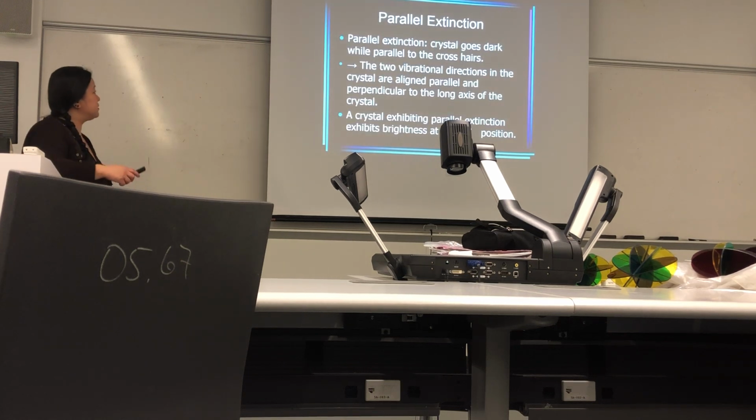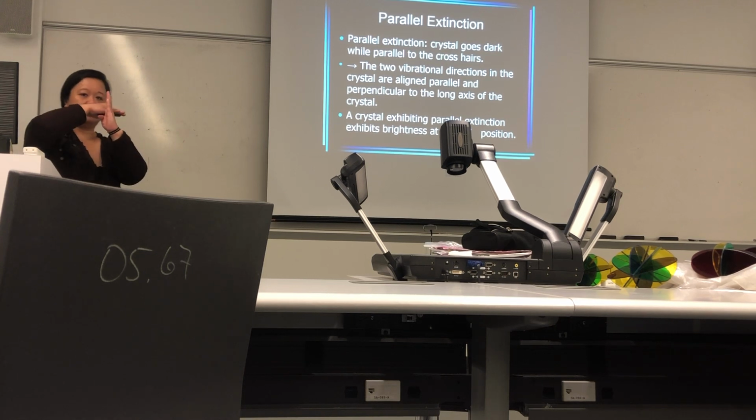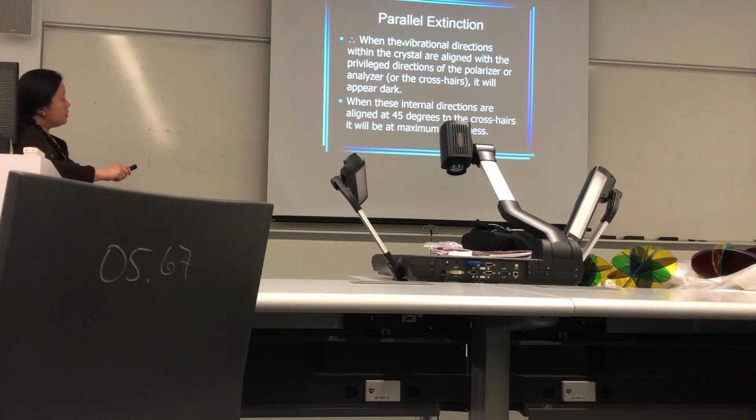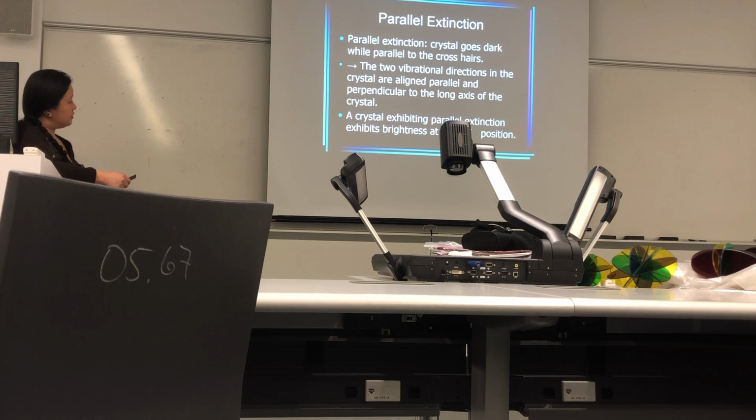Okay. So parallel extinction, the crystal will go dark while parallel to the crosshairs, the vertical and horizontal, the bullseye inside the microscope. The 2 vibrational directions of the crystal are aligned parallel and perpendicular to the long axis of the crystal. And the crystal exhibits parallel extinction, and it'll exhibit its greatest brightness at the 45-degree position. When the vibrational directions of the crystal are aligned with the privileged directions of the polarized analyzer, it'll appear dark. It's basically the same thing, I think.